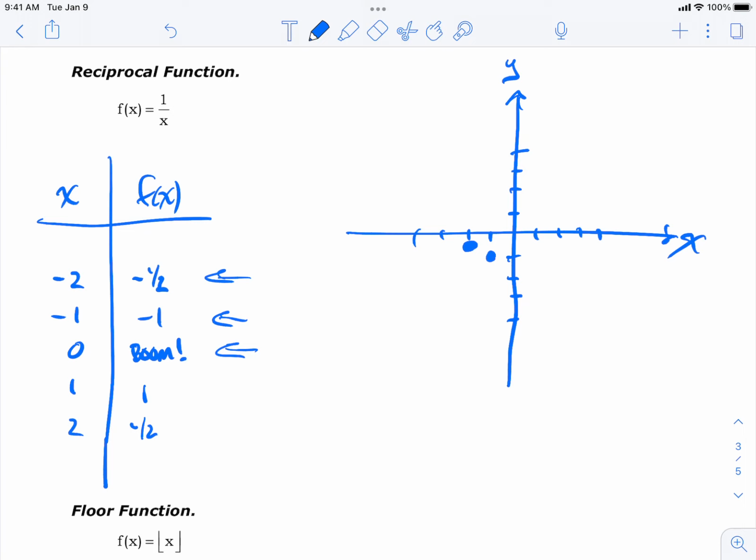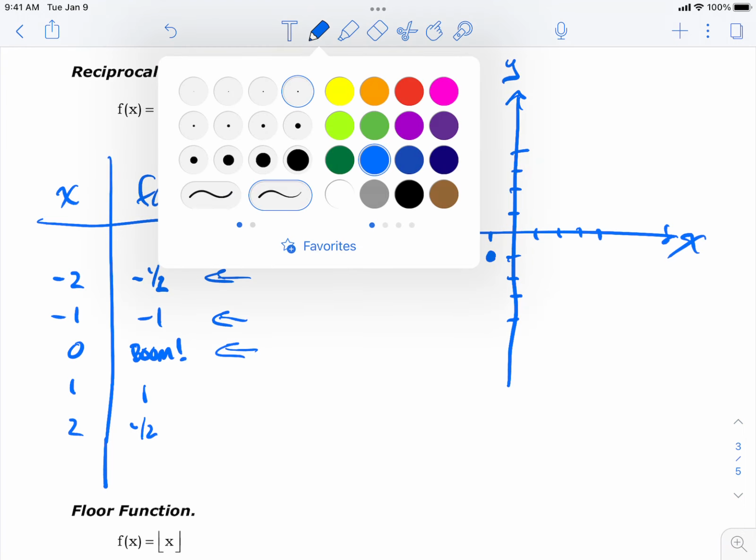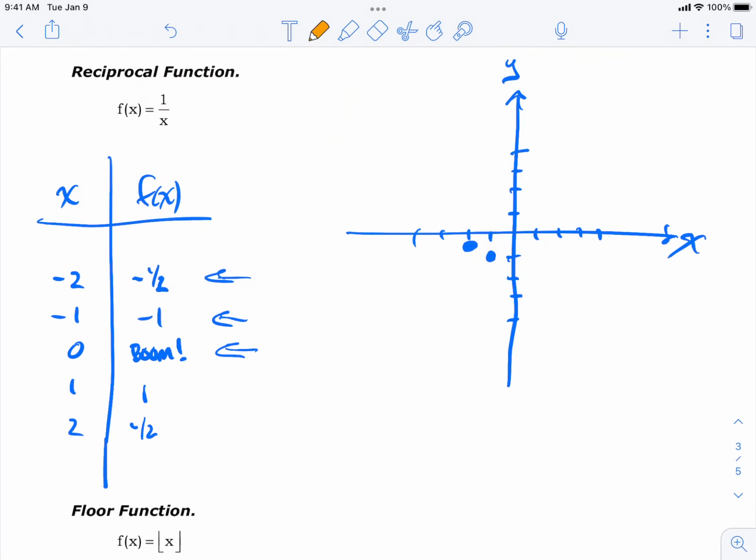Boom, at 0. I got nothing at 0. I'm going to draw that this way. I'm going to put a dashed line there. That dashed line shows that when x is 0, you do not have any y values. We call that an asymptote, by the way. There is no point anywhere on that dashed line.